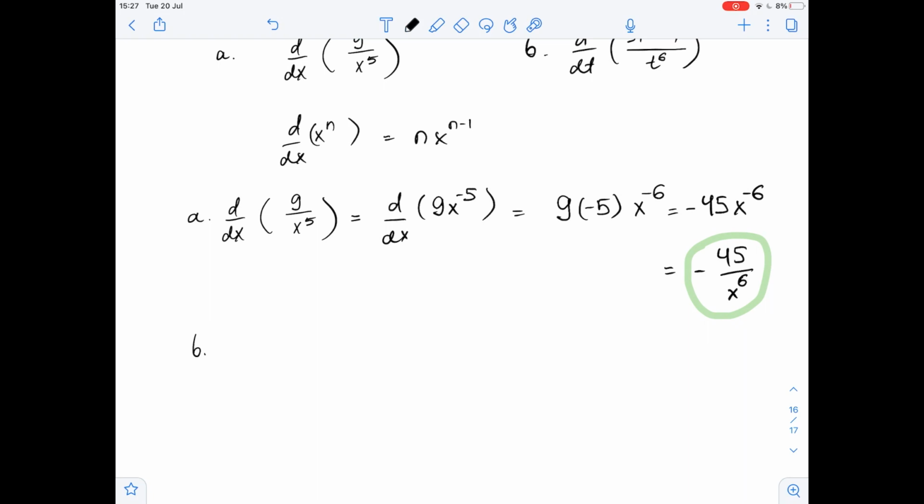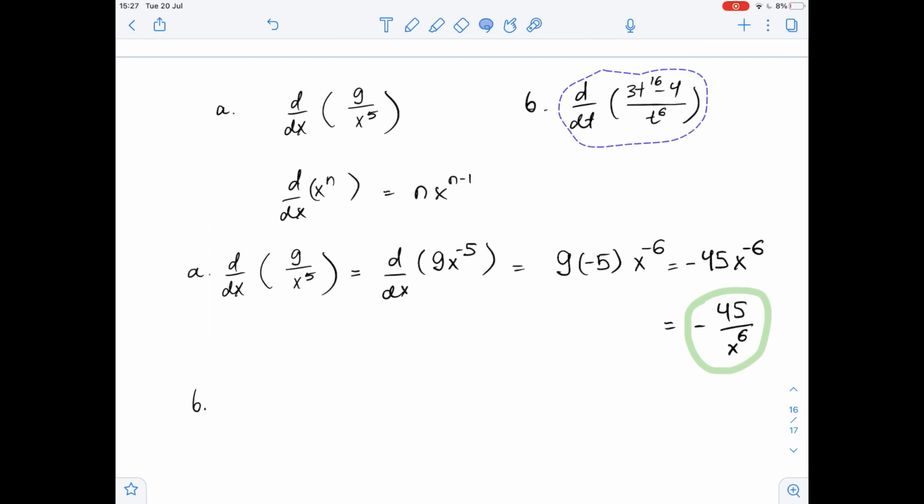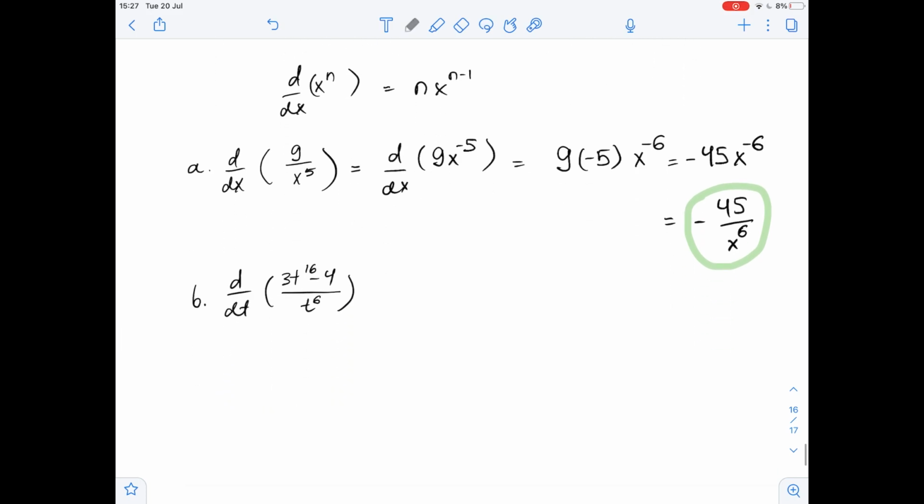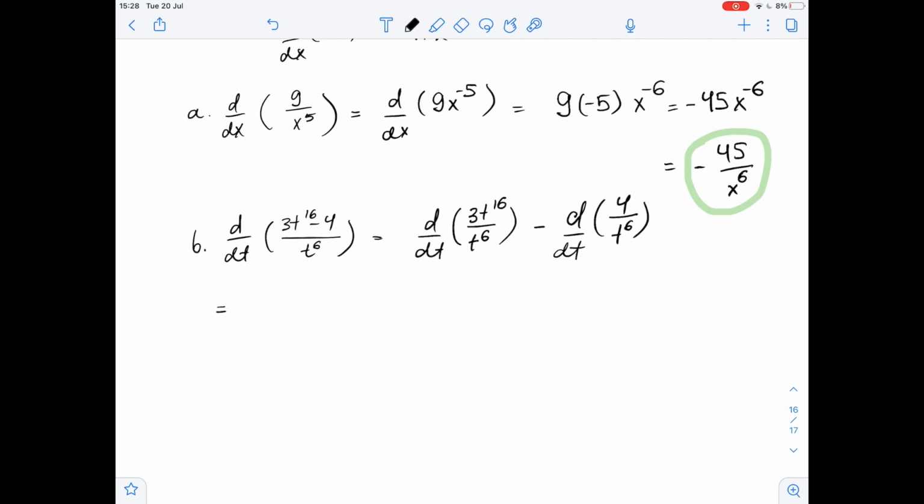Now let's do part B. So here we can write this down as the derivative of 3t to the 16th power over t to the 6th power with respect to t minus the derivative of 4 over t to the 6th power with respect to t. Let's simplify it. It equals the derivative of 3 times t to the 10th power with respect to t minus the derivative of 4 times t to the power of negative 6 with respect to t.